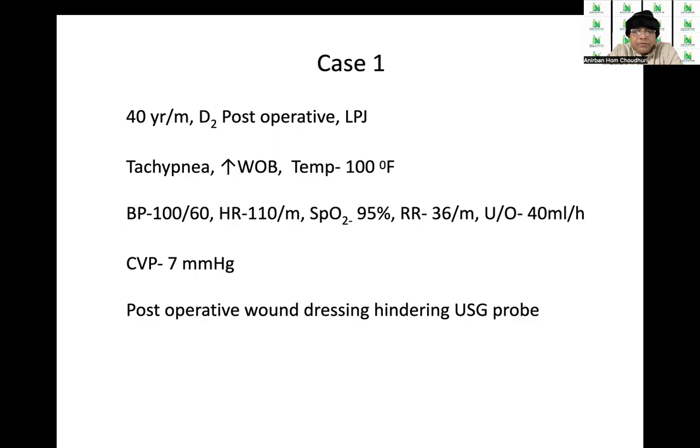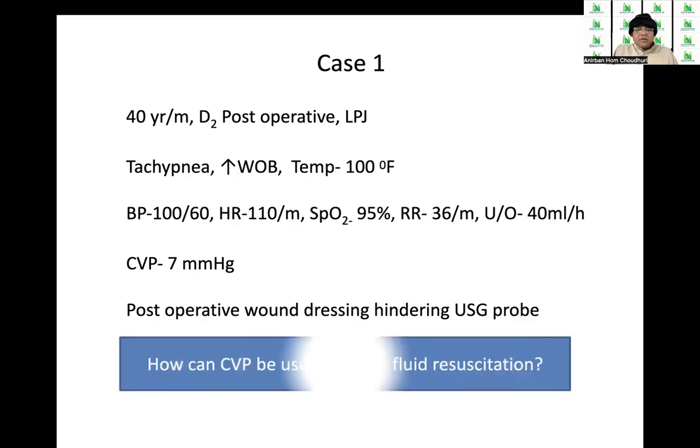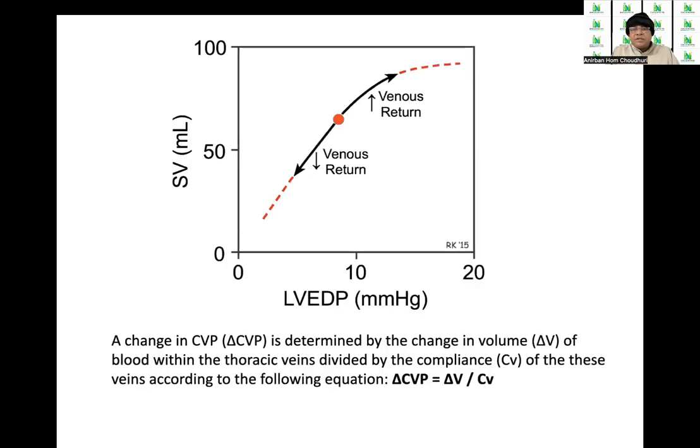And the post-operative wound dressing is hindering the placement of a USG probe to guide the hemodynamic status on the basis of the ultrasound findings. Now, in these patients, can central venous pressure be used to guide fluid resuscitation? This is an important subject on which we have to understand the various changes in the central venous pressure that occur and how they occur.